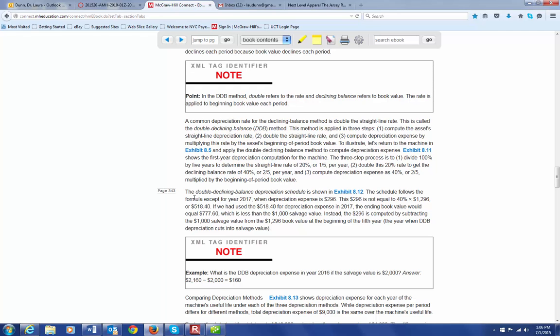So again, they give you another example. If you look at the machine that they talked about in Exhibit 8.5 and apply the double declining balance method, you would come out with what they show you in Exhibit 8.11 on page 343. So first of all, they figure out the straight line method would yield a 20% depreciation. So if you double that, you get 40%. And so if you take that $10,000 machine that they discussed, you would have, instead of a $2,000 depreciation, a $4,000 depreciation in that first year.